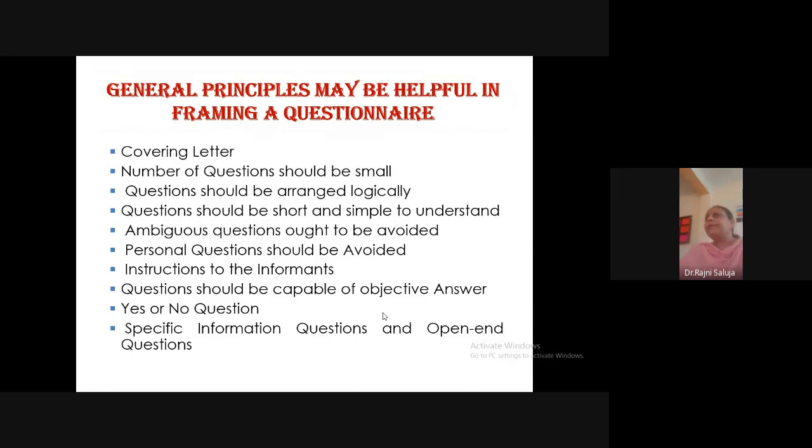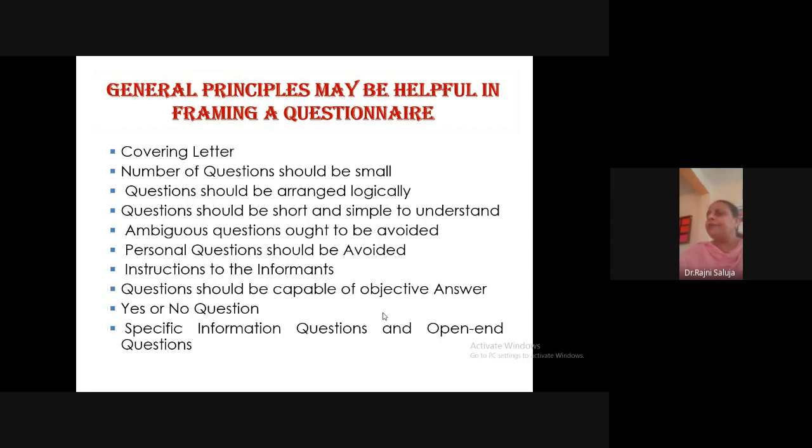To give a simple example, if we ask as the first question, do you have children? and after that we ask, are you married? then this is not logically arranged. So we should arrange the questions logically.